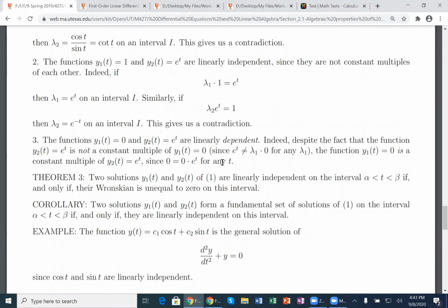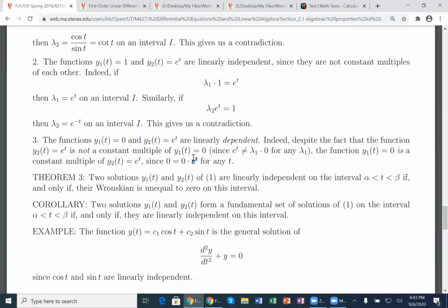So, step 1, use the definition. Dependent means one function is a constant multiple of the other. This is what it means. It's exactly what we see here. This function, which is 0, is over here. This is y1, correct? So this is y1 according to this. This is y2 according to this, correct? We see that y1 is equal to a constant times y2. y1 is a constant multiple of y2.